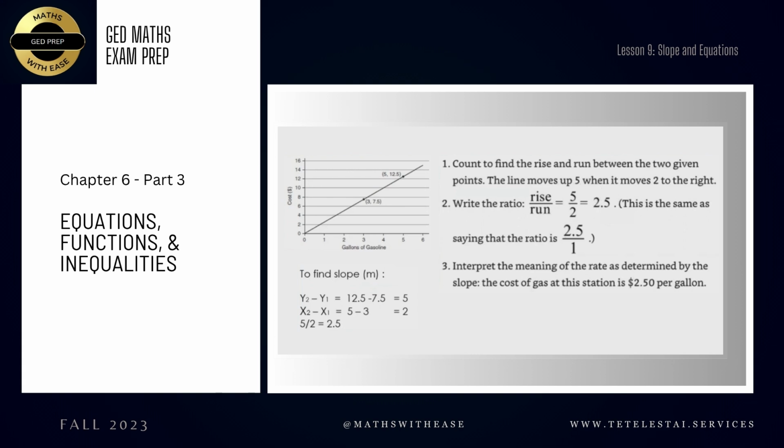So what you're going to do is start by counting to find the rise and run between the two given points. The line moves up 5 when it moves 2 to the right. So you would write your ratio as 5/2, which is 2.5. And that's simply saying that it costs them $2.50 per gallon of gas, right? Because we know from our lesson on fractions that when you see a number written without a denominator, we automatically assume that that denominator is 1. Okay, that's what they're showing you here.